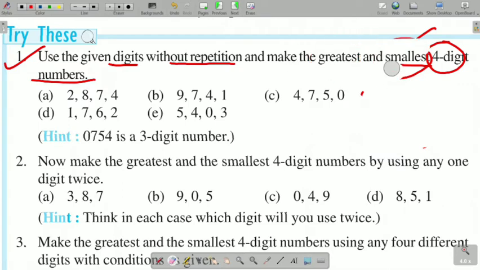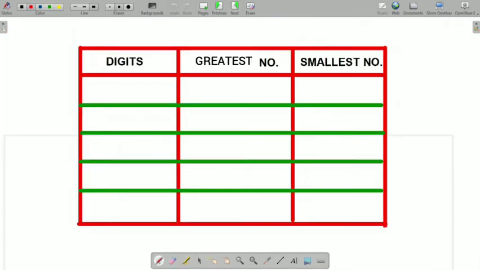and solve some questions. So question number 1 is A, 2874. For better understanding, I have made another page. So here I will write the digits: 2, 8, 7 and 4. So in the digits column I have written 2874. Now I am going to make the greatest number.